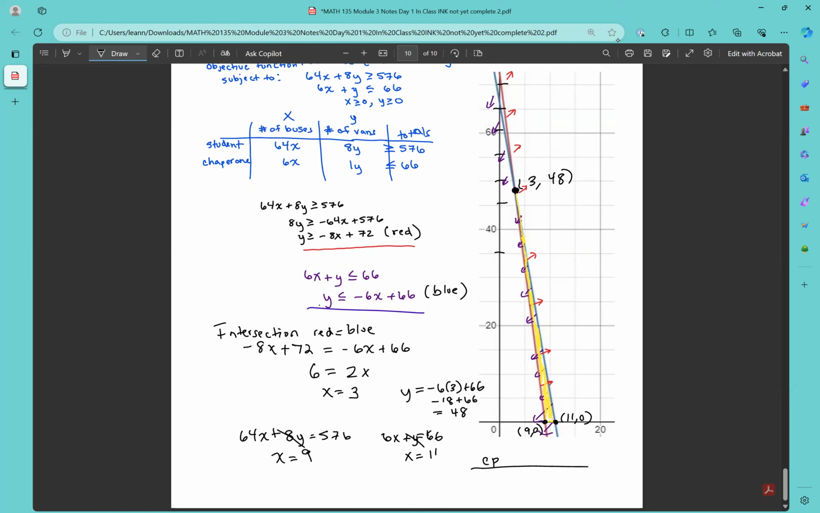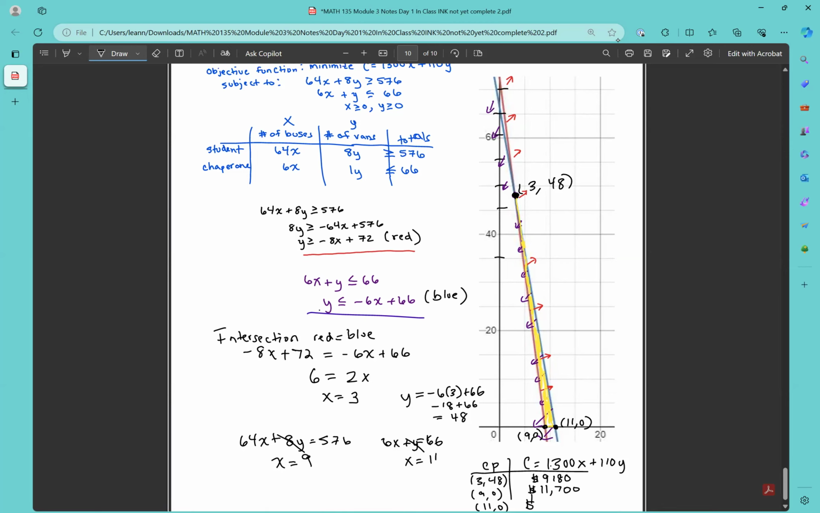So now we do our corner point table. We write down our cost function, which was 1,300x, because it cost a lot to rent the big bus, plus 110y. It didn't cost as much to rent that van. And we have 3 corner points to check. Now I'll leave it to you to verify when you plug these in, but I got 9,180 for the (3, 48), I got 11,700 for the (9, 0), and I got 14,300 for the (11, 0).